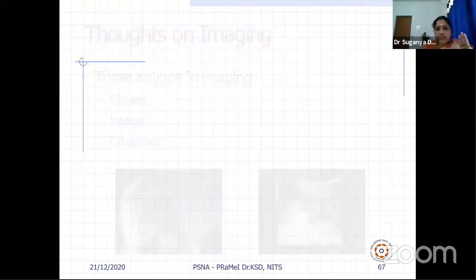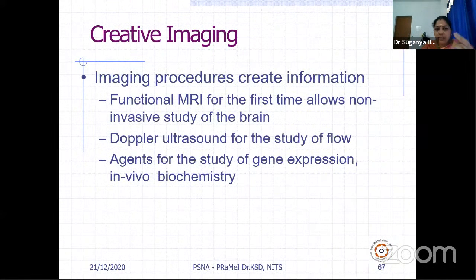And creative imaging is imaging procedures that create information. That is called creative imaging. Say, for example, functional MRI for the first time allows non-invasive study of the brain. Non-invasive study means we are not touching the brain part. Simply with the help of the MRI, we can know how the brain is working, not simply the anatomy of the brain. The function of the brain can be known from this functional MRI.